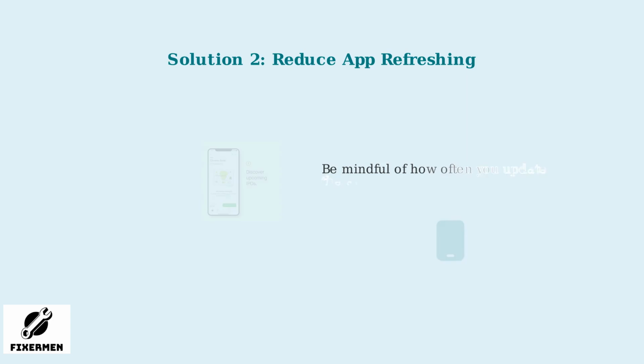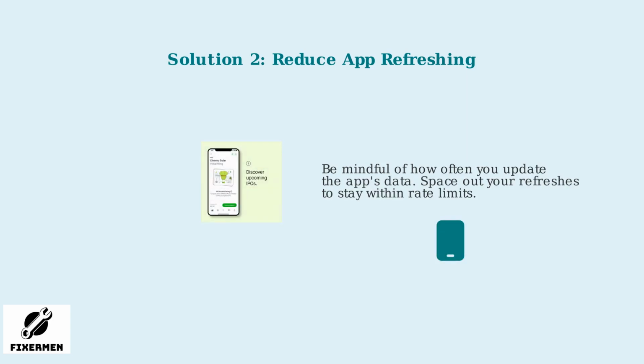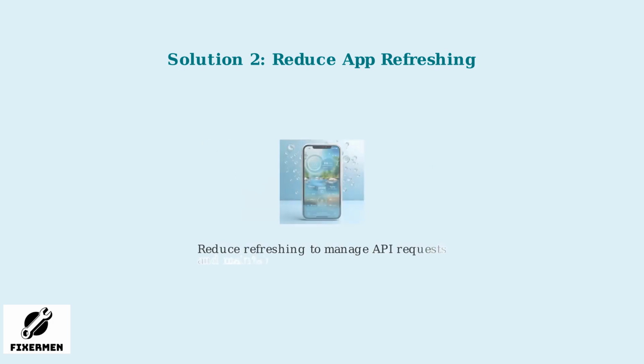To prevent this, be mindful of your app usage. Space out refreshes and avoid constant checking, especially during busy market hours. This simple habit can help you stay under the rate limit and avoid encountering Error 429. By reducing unnecessary app refreshing, you'll consume fewer API requests and reduce the chance of hitting Robinhood's rate limits.